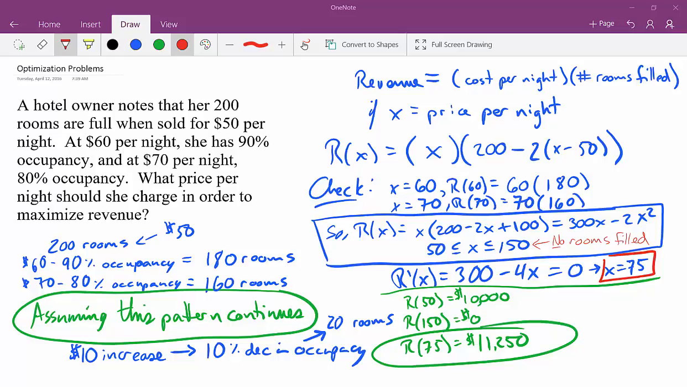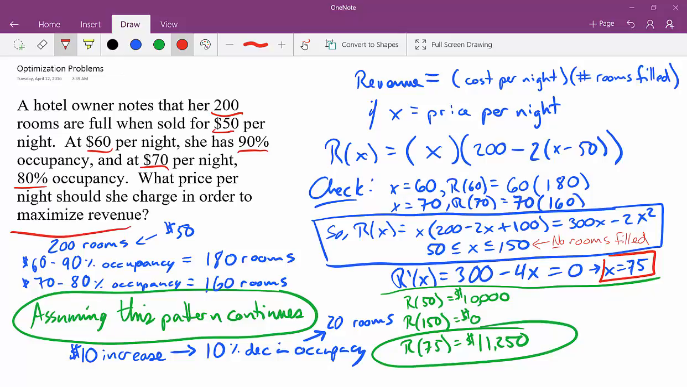First off, the problem: we've got a hotel owner who notes that of her 200 rooms, all are full when offered for $50 per night. And for each $10 increase in price, she gets a 10% decrease in occupancy. The question is, what price per night should be charged in order to maximize the revenue?